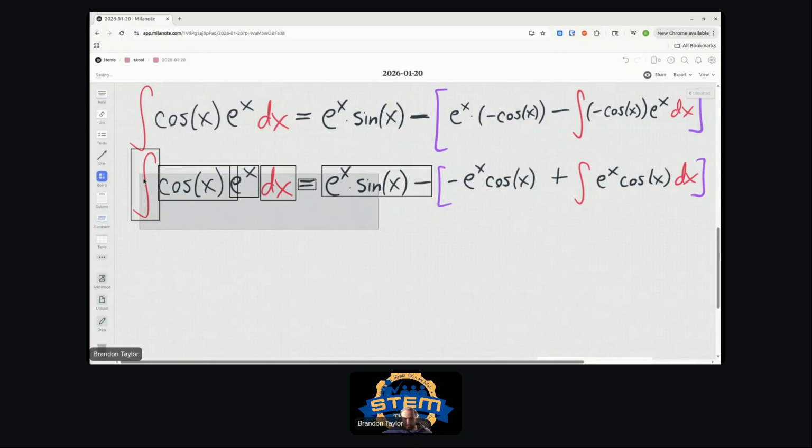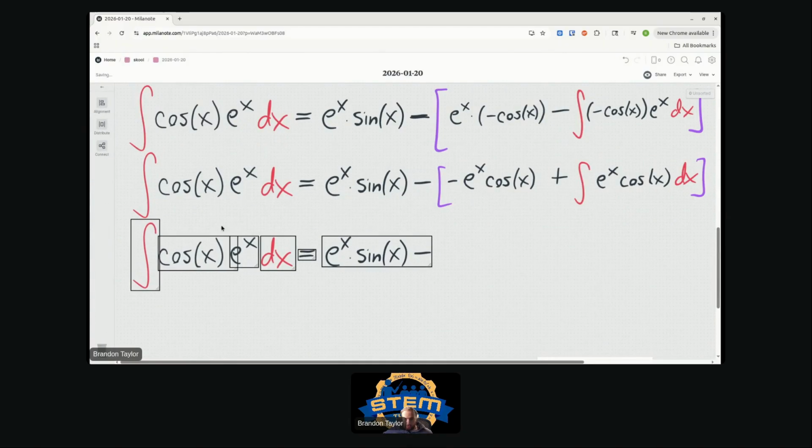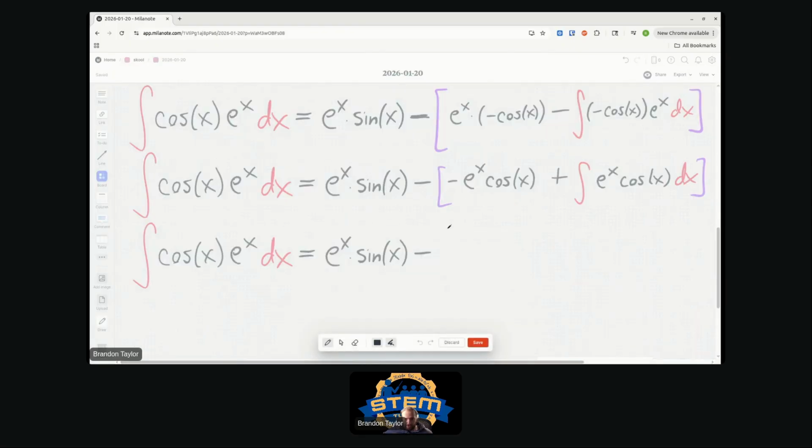And you have to be really careful on these, as you'll have multiple rounds of brackets, and you have to make sure you don't get confused by your own brackets. That's actually kind of a big problem on these sorts of problems. But we get, let's see, e to the x cosine of x, and now it'll be minus the integral of e to the x cosine of x dx.